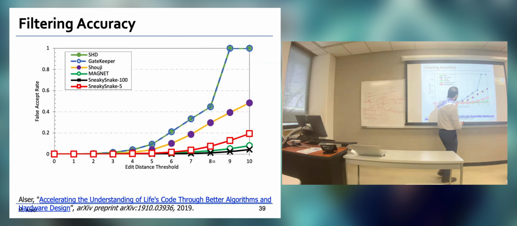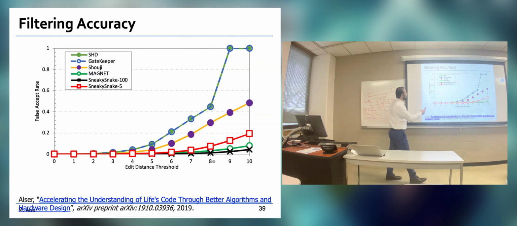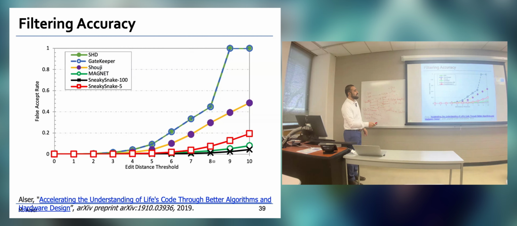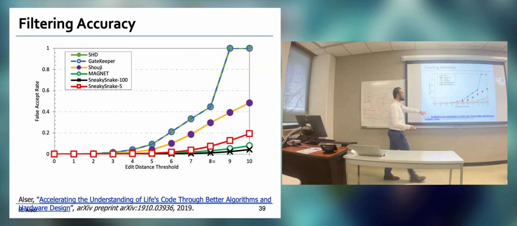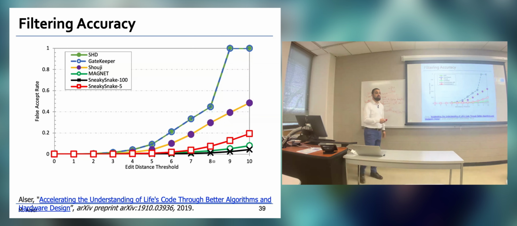So whatever remains near the 0 is the black and the green, which are Magnet and Sneaky Snake. However, you can see Sneaky Snake always has the best, or the lowest, false positive rate, regardless of the edit distance threshold. Okay? If you're interested in Shouji, for example, you can still get somewhat acceptable performance, even with a high edit distance threshold. The red one, or the green, which is Magnet, you can get somewhere between Sneaky Snake and Shouji. So the decision for assignment number 4, it's up to you.